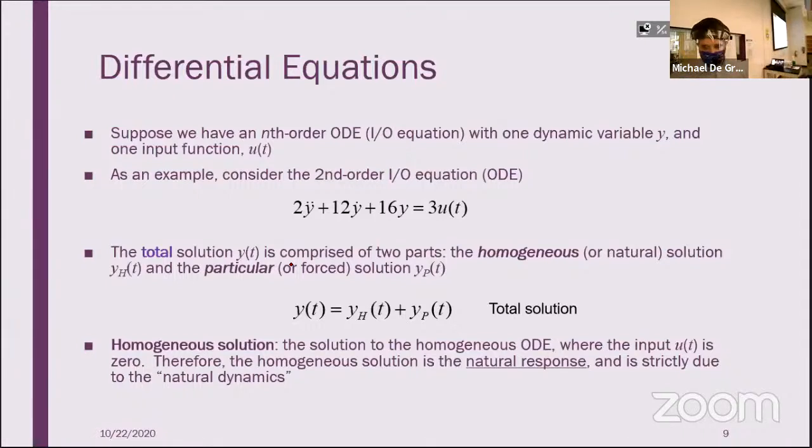What is the homogeneous solution? Well, this is the solution to a homogeneous ODE. That definition doesn't seem very helpful, right? But this means that the input is 0. So you're going to take this ODE that we have up here, this 2y double dot plus 12y dot plus 16y, and if we wanted the homogeneous solution, we would set that equal to 0.